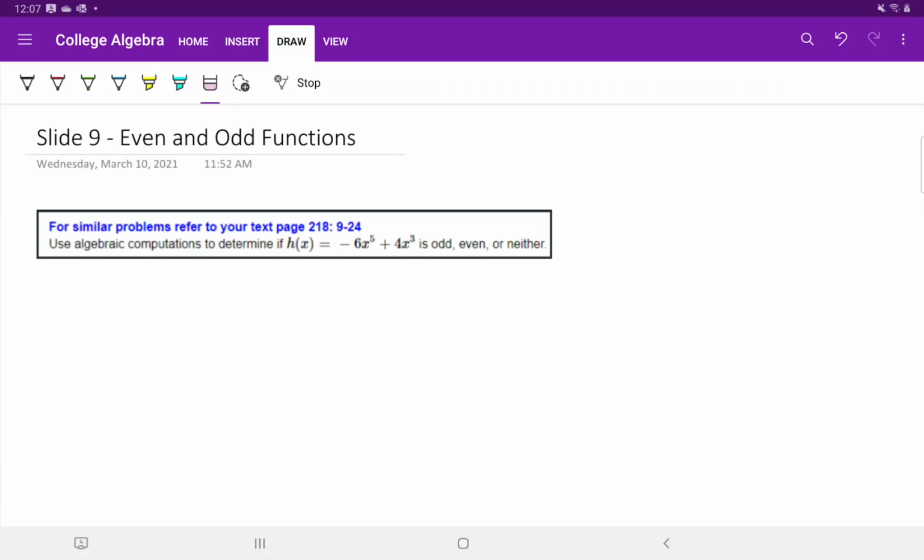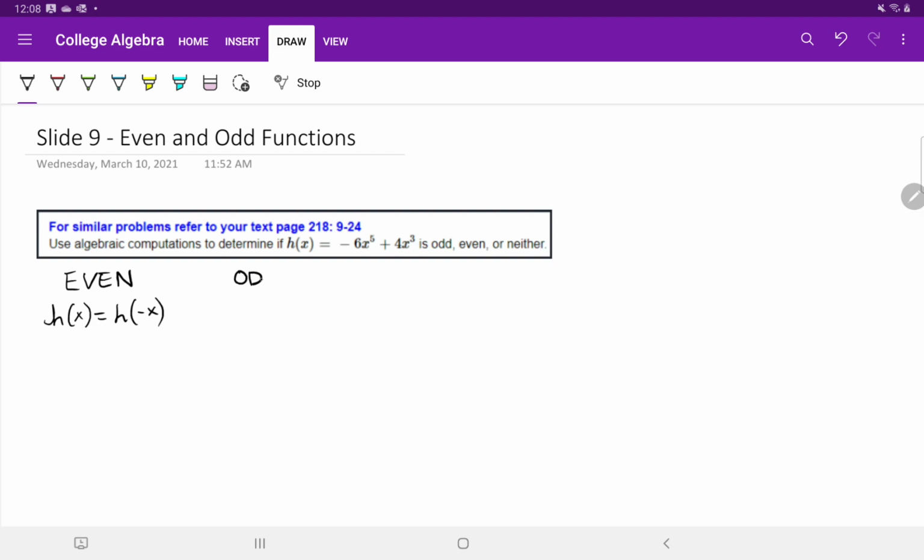Hi students, for this problem we want to determine whether h of x is even, odd, or neither. So the first thing I'm going to do is write down the definition for what even functions and odd functions look like. If our function is even, then we would need h of x to be equal to h of negative x.